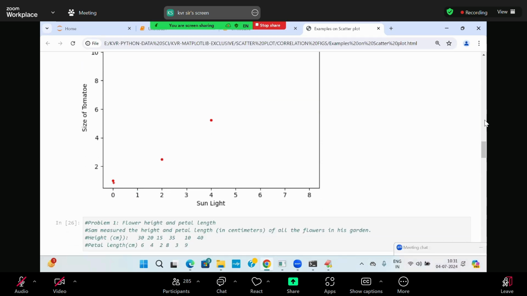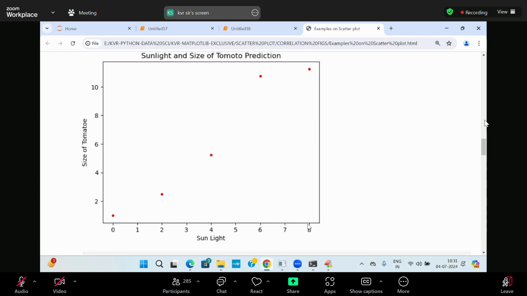At zero sunlight, it is having something. And at 2 hours of sunlight, it is definitely increasing. Definitely increasing. At 4 hours of sunlight, increasing. Like that. Our sunlight is increasing, tomato size is increasing. What is this correlation? It is definitely called positive correlation. Are you following? It indicates more sunlight gives you more circumference of the tomato.